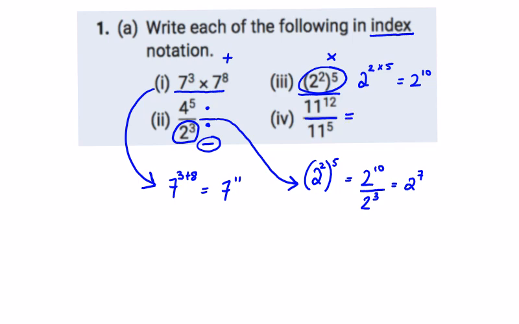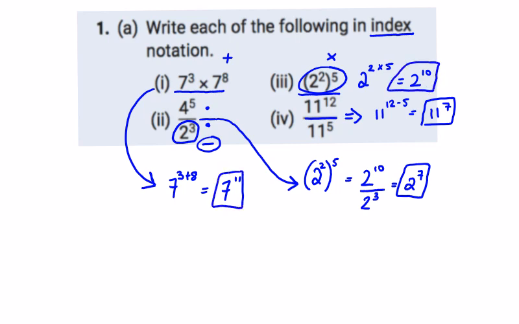And then this one here, 11 to the power of 12 over 11 to the power of 5, is 11 to the power of 12 minus 5, which is 11 to the power of 7. These are all in index notation. So learn off your rules. You don't have to go to the formula booklet. If you have to go to the formula booklet, it's no problem, but you may have a problem understanding what they're telling you to do.